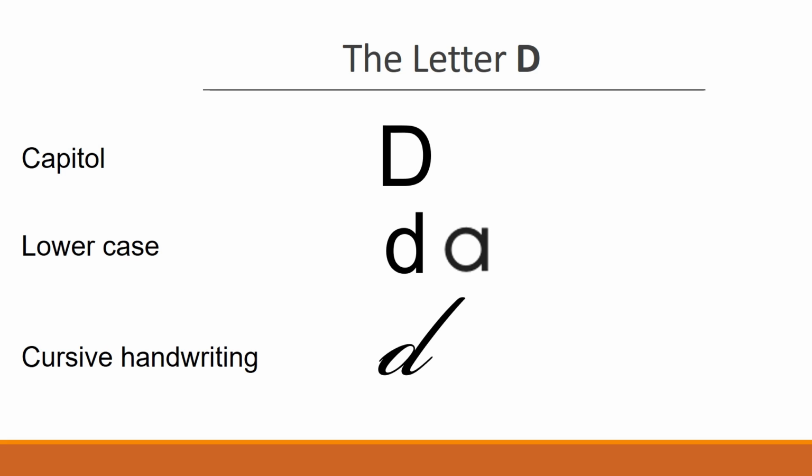The cursive handwriting, you can see it has an angle and a loop. And when you compare the capital to the lowercase, they both go to the top line.